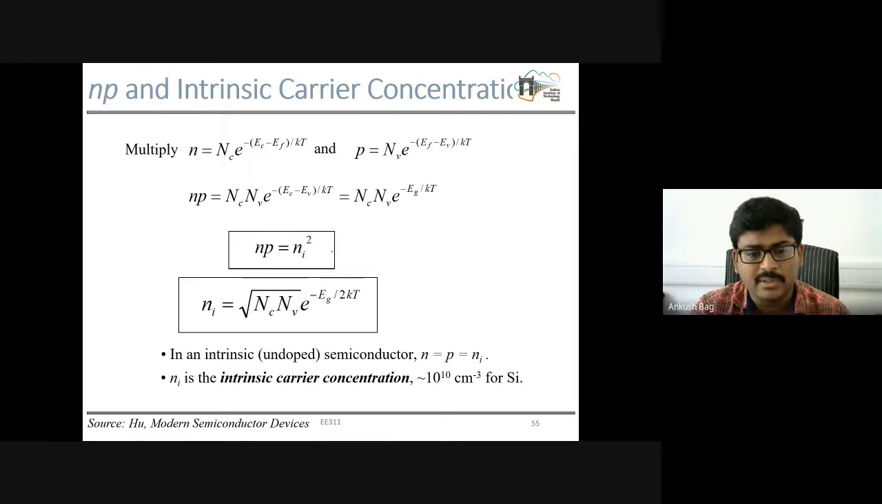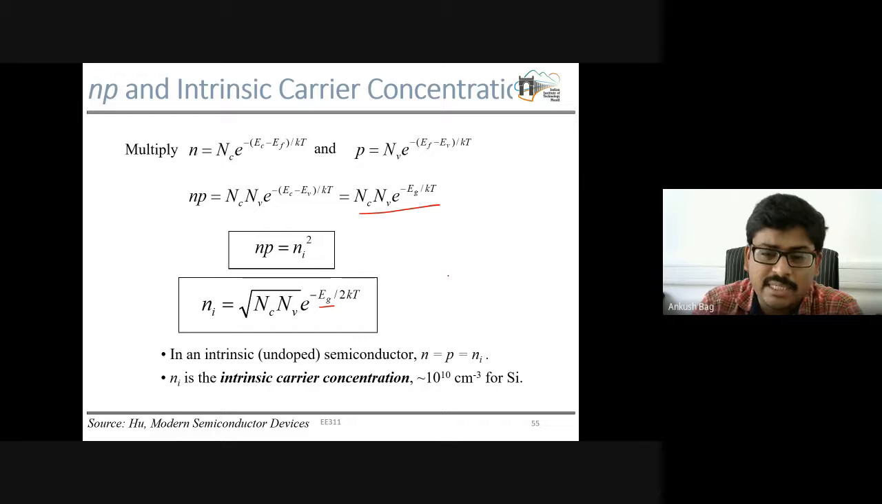So n p equals n_i squared you will get, and from the same expression we will also be able to calculate the intrinsic carrier concentration from the band gap. If you consider this equation, you will be able to find out, and from here another take home message: see how the intrinsic carrier concentration depends on the band gap. So your band gap will decide how many carriers.